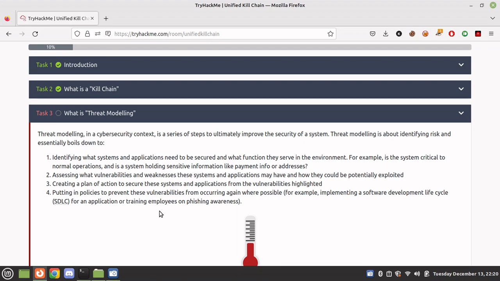Threat modeling is about identifying risk and essentially boils down to identifying what systems and applications need to be secured and what functions they serve in an environment. For example, is the system critical to normal operation, and is the system holding sensitive information like payment info or addresses? Assessing what vulnerabilities and weaknesses the system and application may have, and how they could potentially be exploited. Creating a plan of action to secure the system and application from the vulnerabilities highlighted, and putting in policies to prevent these vulnerabilities from occurring again where possible.